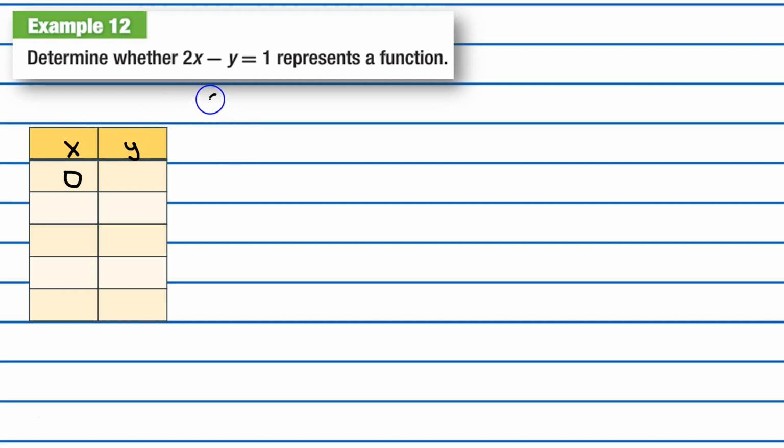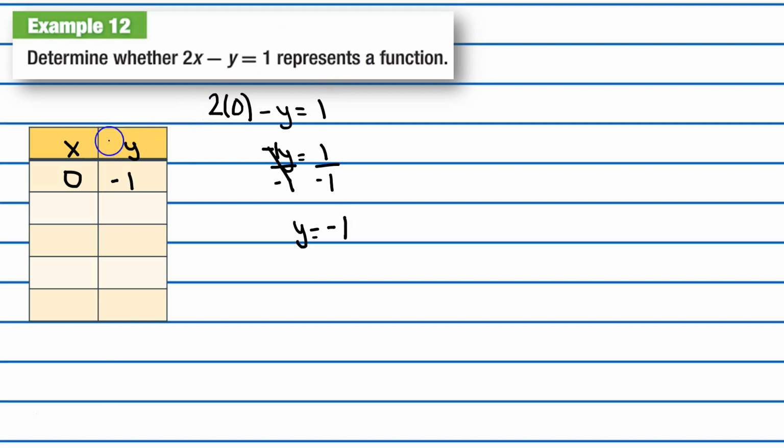So I'm going to do my work on this side. 2 times 0, remember I'm just plugging it in, minus y is equal to 1. 2 times 0 is 0, so I'm left with negative y is equal to 1. Remember there's an invisible negative 1 here. We want to divide that. Opposite of multiplication is division. So y is equal to 1 divided by negative 1. A positive divided by a negative gives you a negative, so negative 1. So one of our ordered pairs is 0, negative 1.